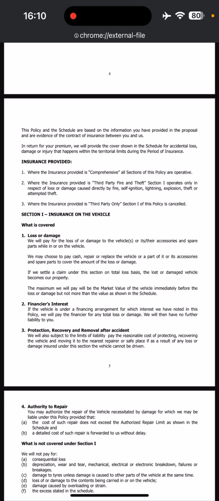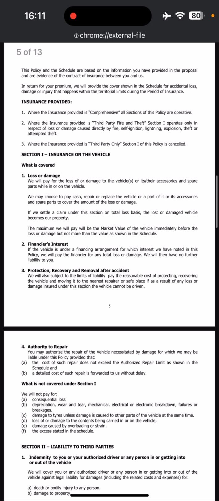Now, section 1 of your insurance policy covers the vehicle, and if you're taking a comprehensive insurance policy, you need to understand that all sections of the policy apply. But if you're taking third party only cover, section 1 of your policy doesn't apply, because section 1 strictly deals with the insurance of the vehicle. Third party does not cover the vehicle. Third party only covers liability towards third party life, bodily injury, and property damage.